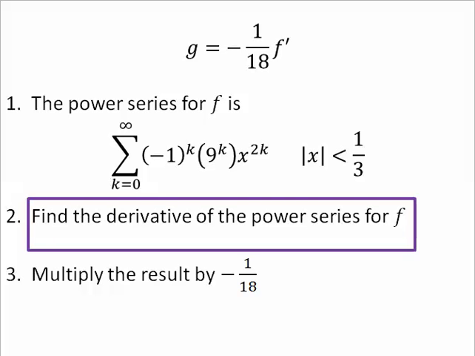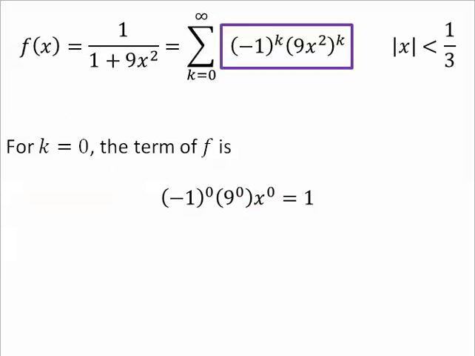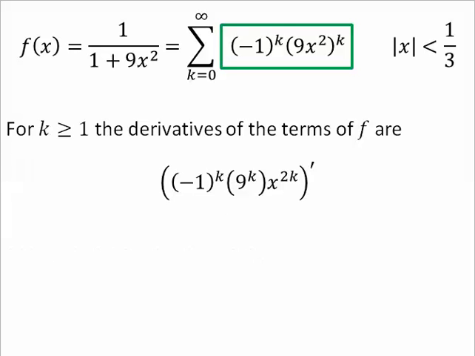Alright, let's find the derivative of the power series. We got to be careful here. When k equals 0, then the term is 1. And its derivative, the derivative of 1, is just 0. So when I take the derivative, there will be no k equals 0 term. So k equals 0 is now off the table. How about k bigger than or equal to 1? That will work.